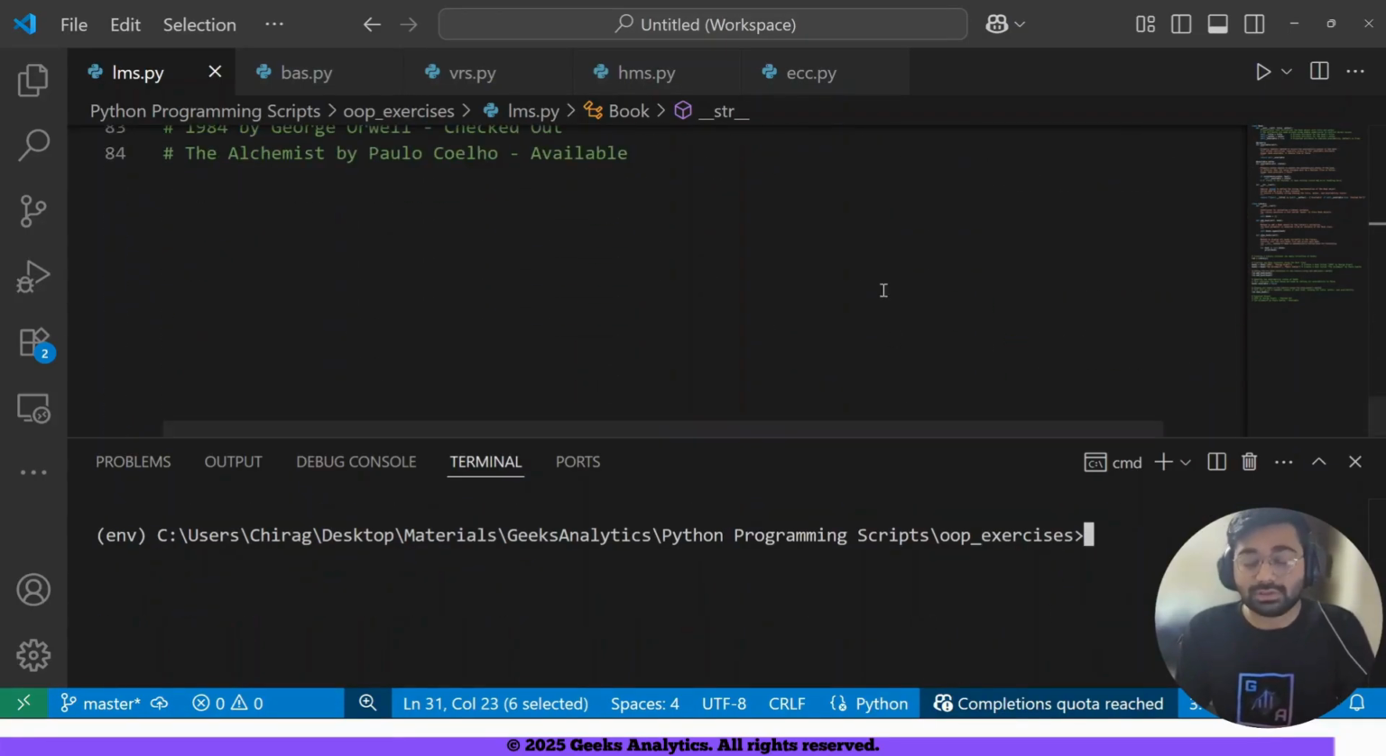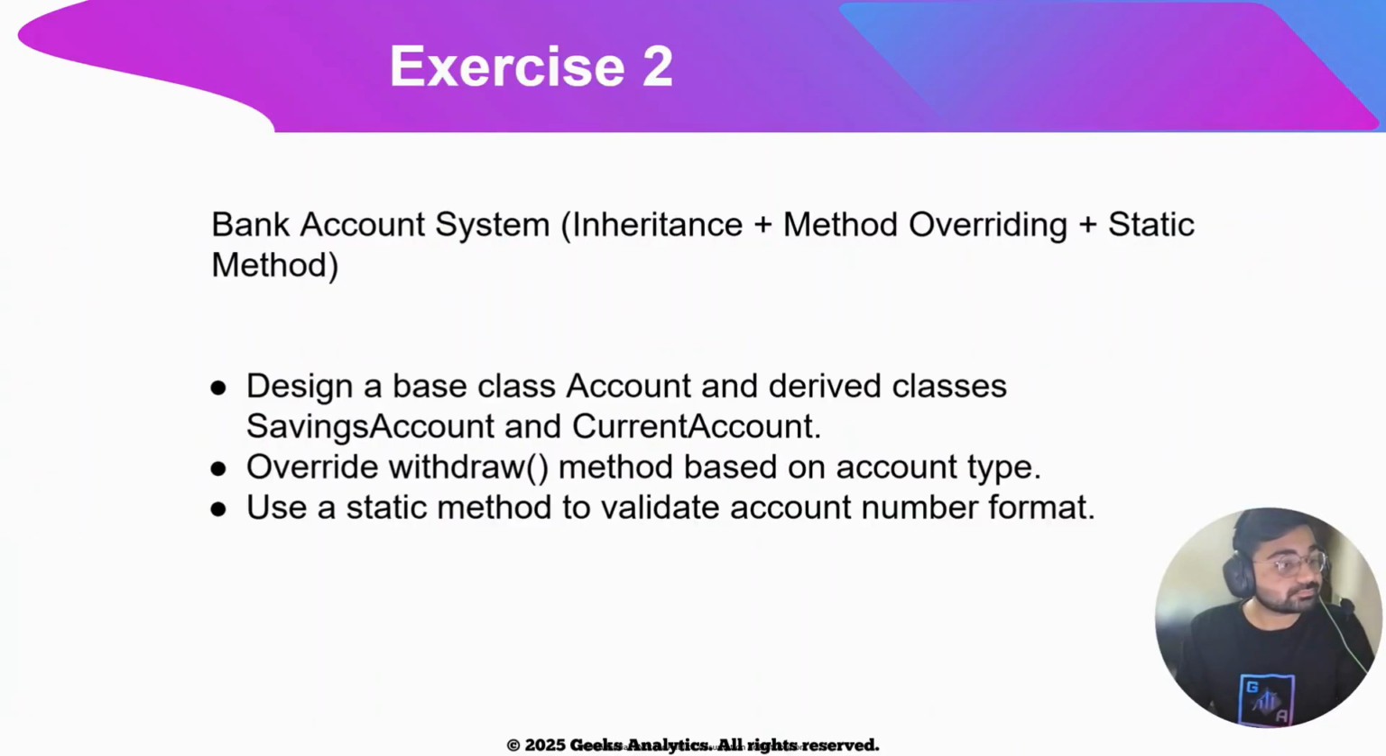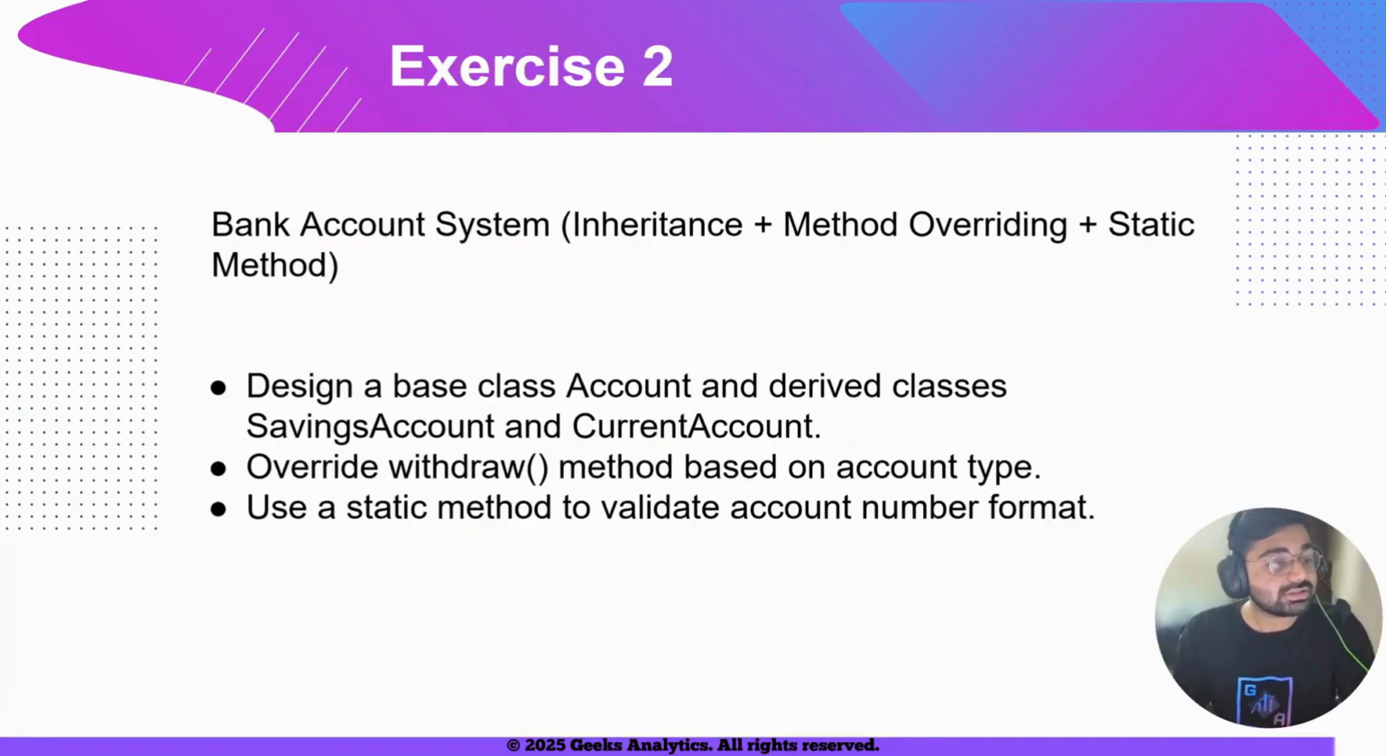Now we'll move ahead to the next exercise. So exercise 2 is a bank account system, which emphasizes inheritance, method overriding, and static method. So here we will be designing a base class Account and have derived classes, SavingsAccount and CurrentAccount. We will override the withdraw method defined in our base class Account and also use a static method to validate account number format.